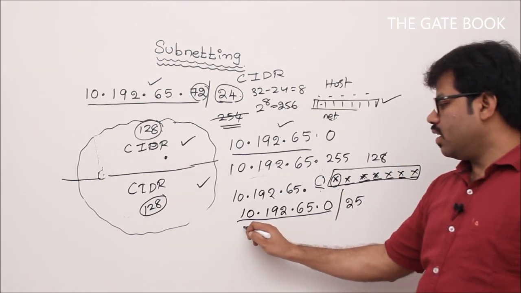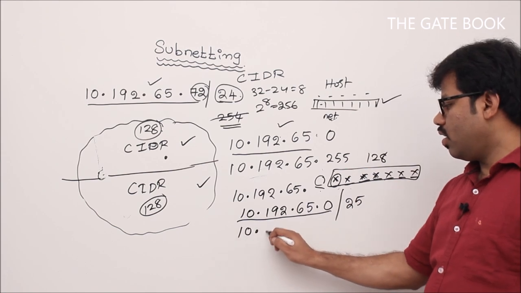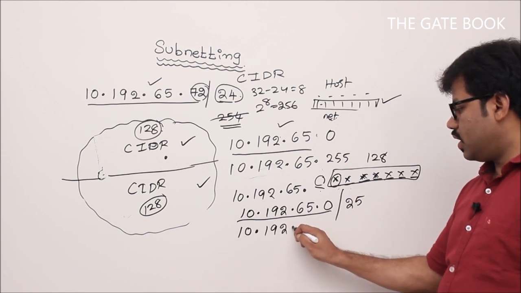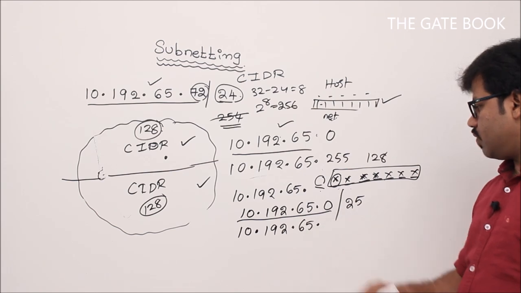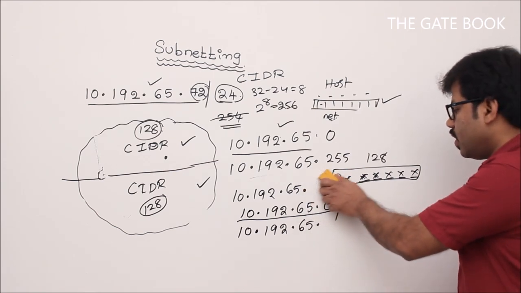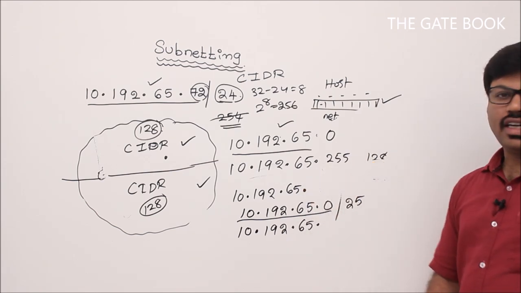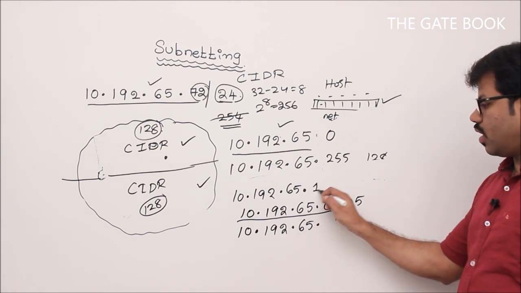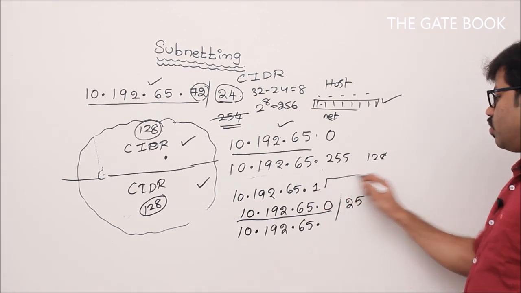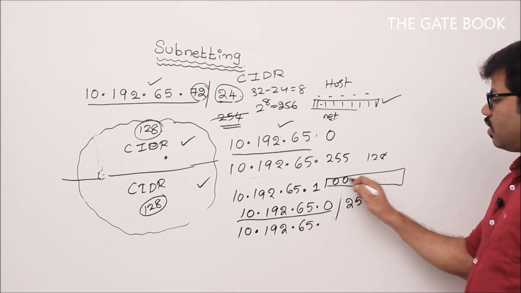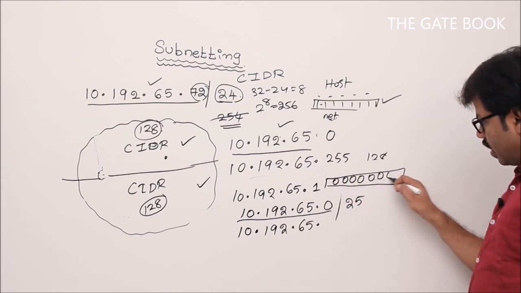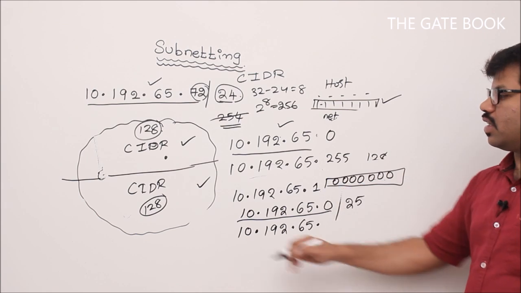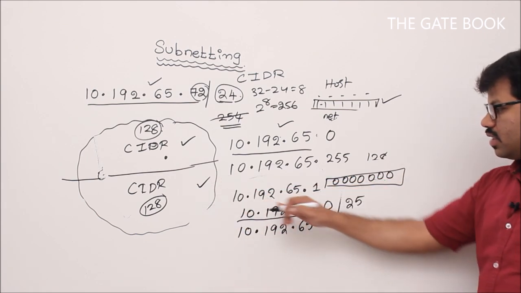Okay. Similarly, second part, 10.192.65. Write any of the addresses from it. Tell me one address from the second network. How to form the second network? Simple. The first bit is 1, right? Now the remaining 7 bits you can vary. So if I write all zeros, it is going to be one of the addresses of the second part. Tell me what is it?